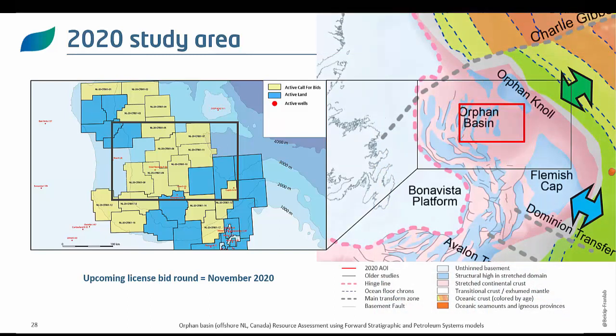Just a few words on the broad geological context. This area lies within the Orphan Basin, which was subject to 2 consecutive episodes of rifting. The first one occurred in the late Jurassic, early Cretaceous, and is related to the opening between North America and Iberia. It is followed by a second episode that occurred during the early Cretaceous and related to the separation now between North America and Eurasia.